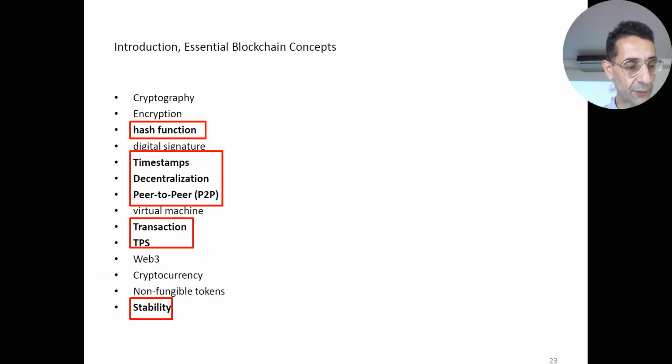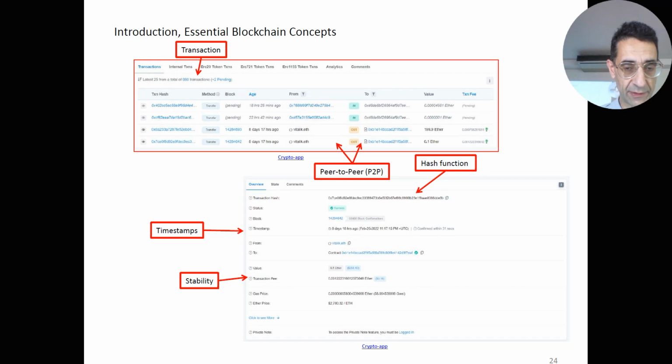Now there are a bunch of essential concepts regarding blockchain. Here I just provide a few, and I will be discussing those in the red box. Moving forward, I'll be discussing these concepts, and I hope these images are legible on the screen, because I'm trying to discuss these concepts and also show how they show up on an application that is for the use of conducting blockchain transactions.